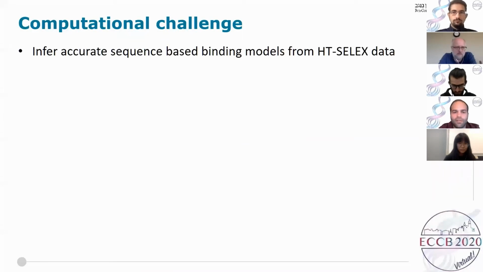The computational challenge is to infer an accurate sequence-based binding model from HT-SELEX data. This means to learn the binding sites from the HT-SELEX data. The important thing is to predict binding sites on other datasets. If we learn and predict binding sites on the same dataset, we cannot be sure that the model did not just learn a specific experimental bias.